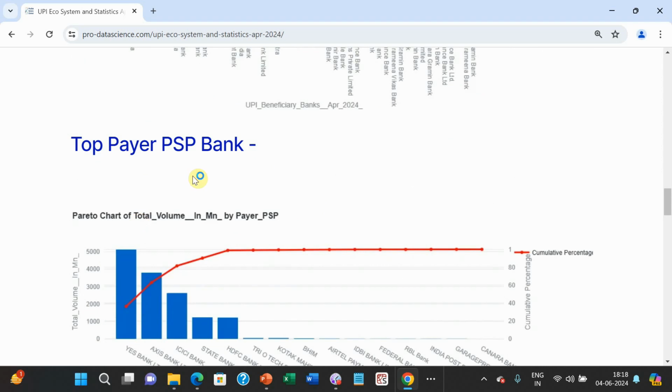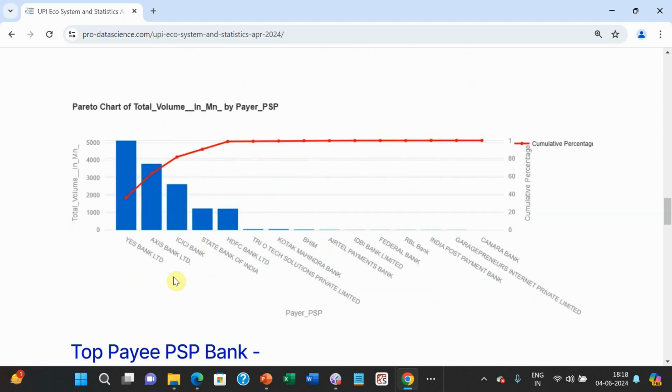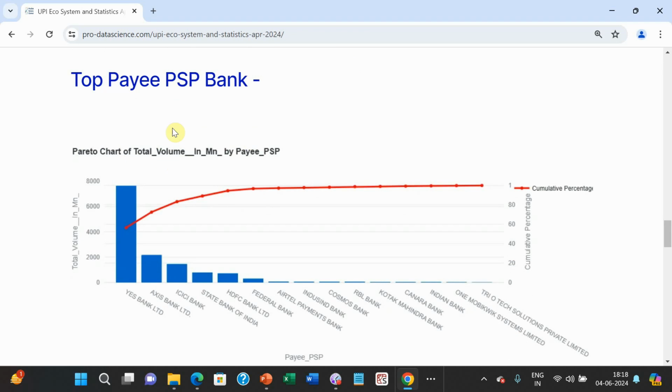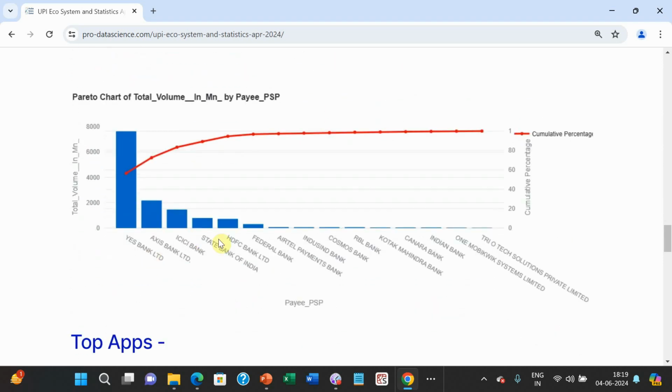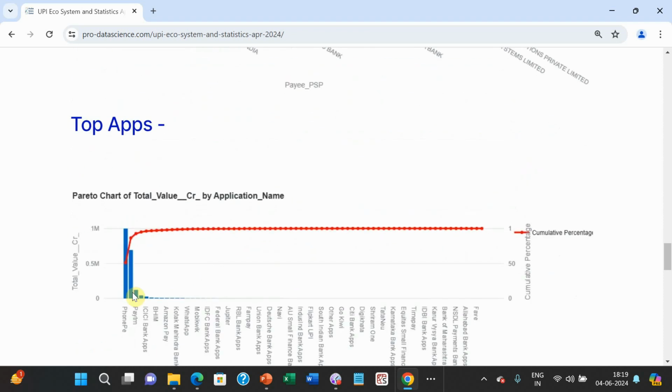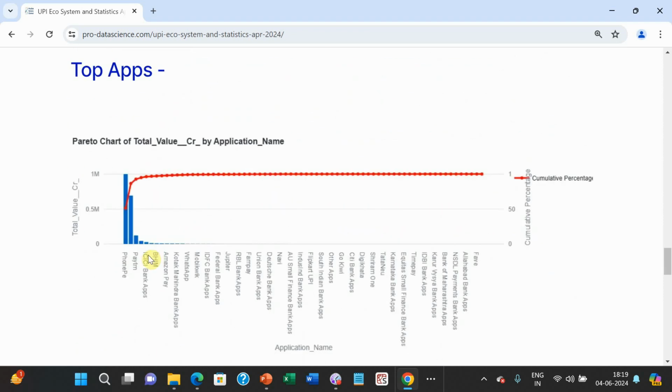Payee PSP Bank, which is the bank helping the payee in receiving payment: Yes Bank, followed by Axis, followed by ICICI, followed by State Bank of India. And let's look at the Payer PSP, again the same story. When it comes to payment service, it is expected that they will have a similar trend. Yes, Axis, ICICI, State Bank, and that's how it is happening in both places. The app-wise statistics I have already shown you.